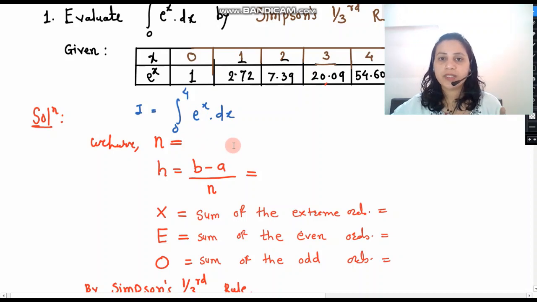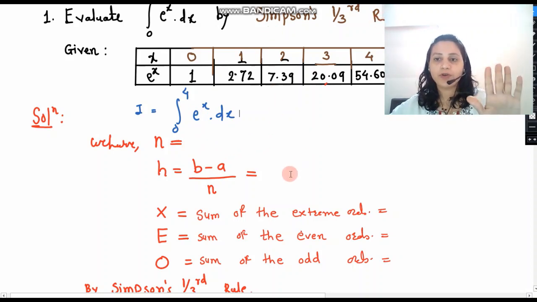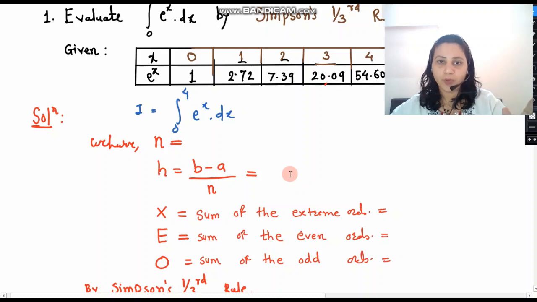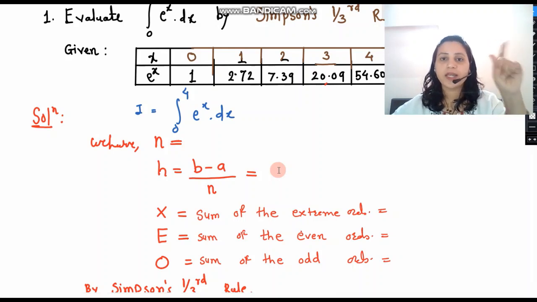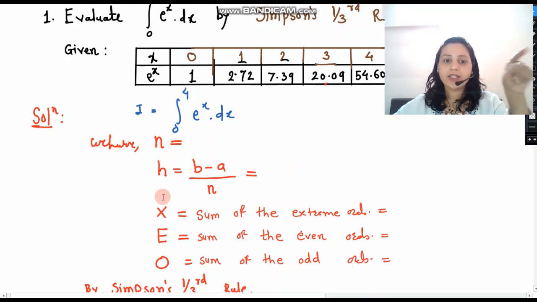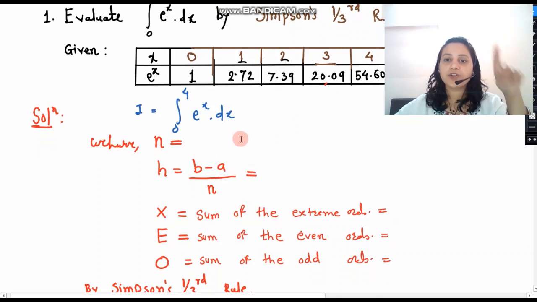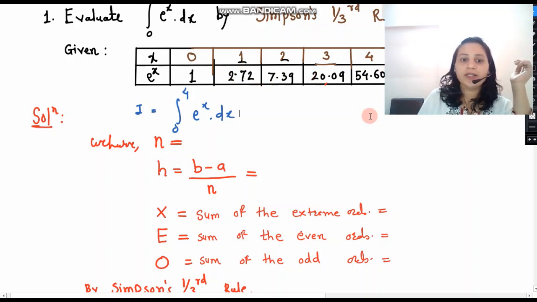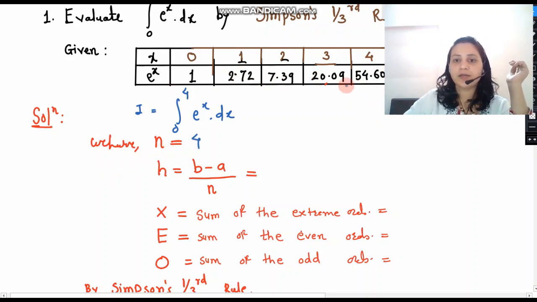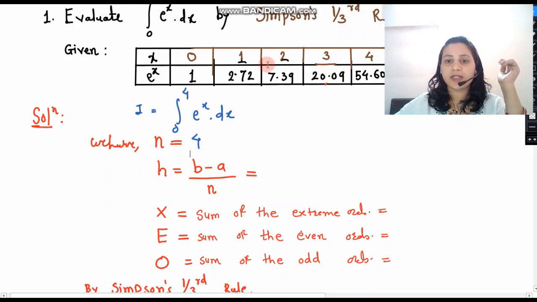When we solve the sum by Simpson's one-third rule, we want 5 quantities: n, h, x, e and o. In our previous session, we saw that when we solve the sum by the trapezoidal rule, we want 4 quantities: n, h, x and r. Now here we want 5 quantities: n, h, x, e and o. n is the number of intervals, and the condition on n is that n should be even in Simpson's one-third rule. They have already given us this table, so n is equal to 4, as you can see in this table that 4 intervals are there.